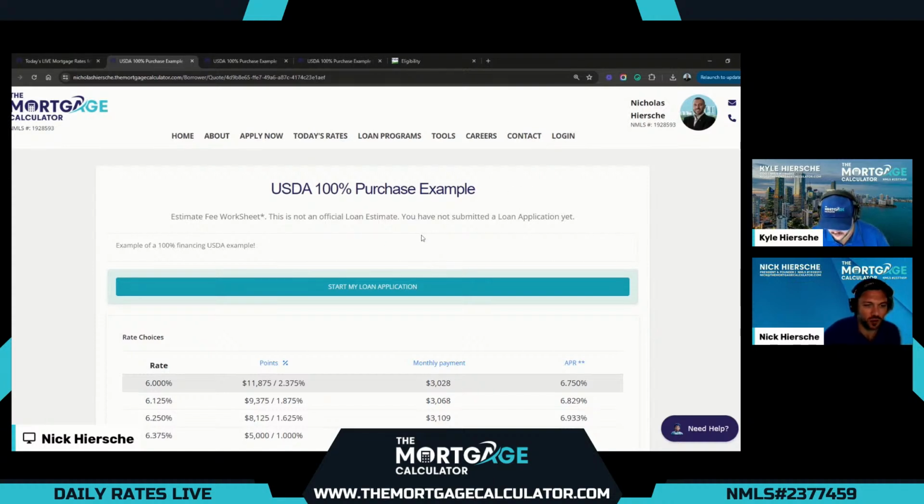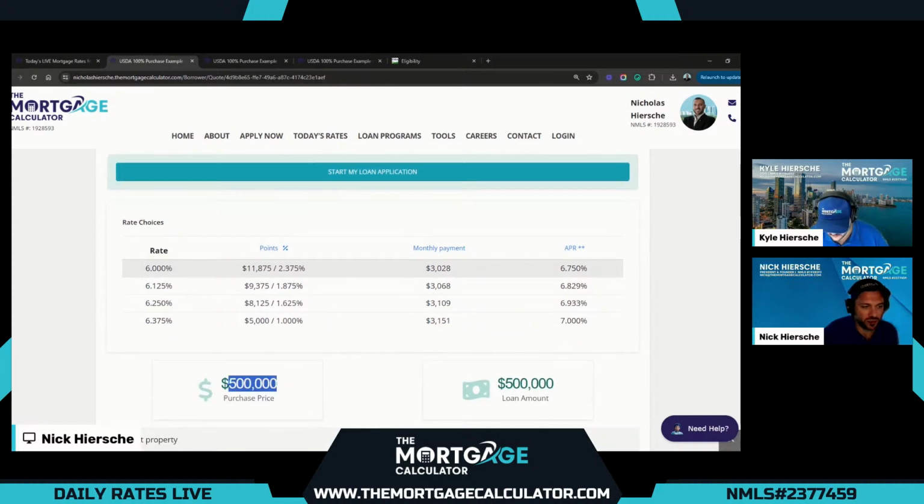So this is a standard quote using our basic setup that we do every morning, 760 credit score, so top credit score, and a very large loan amount, 500,000 loan amount, but great examples here. So 500,000 purchase price, 500,000 loan amount, 100% financing. You can get rates as low as 6% for a cost of 2.375. And another option here, closer to par, 6.375, has a small cost of 1% here. So great options to use USDA for 100% financing as long as the property is in those areas.